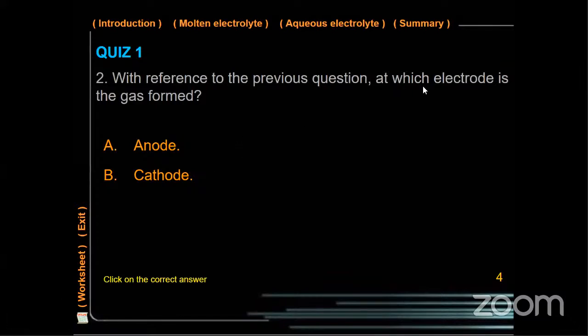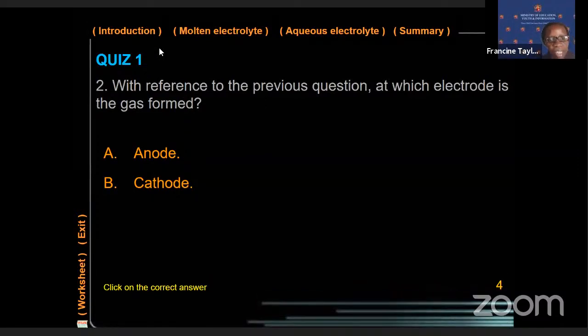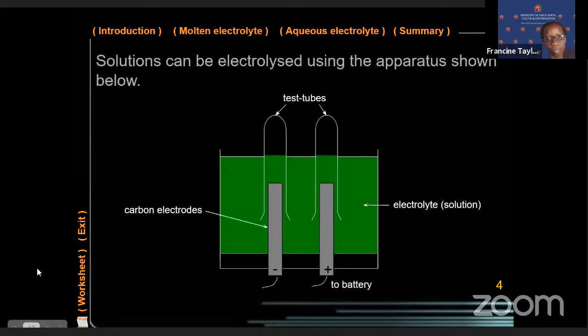All right, how about this one? With reference to the previous question, at which electrode is the gas formed? So at which electrode would that yellow-green gas, or greenish-yellow gas, be formed? All right, I see some answers coming in in the chat. A is the answer given. Lots of A. Yes, A is correct. That's absolutely correct. All right, so let's move on.